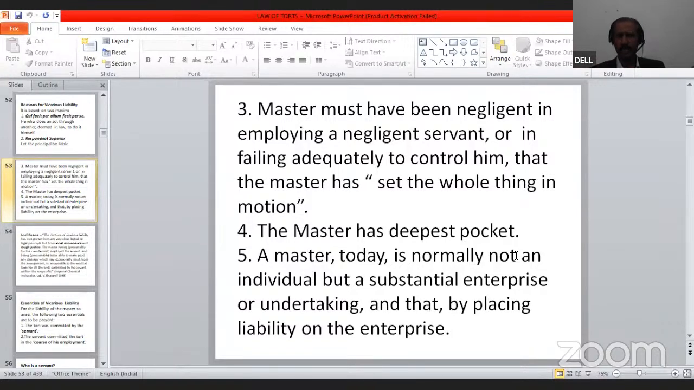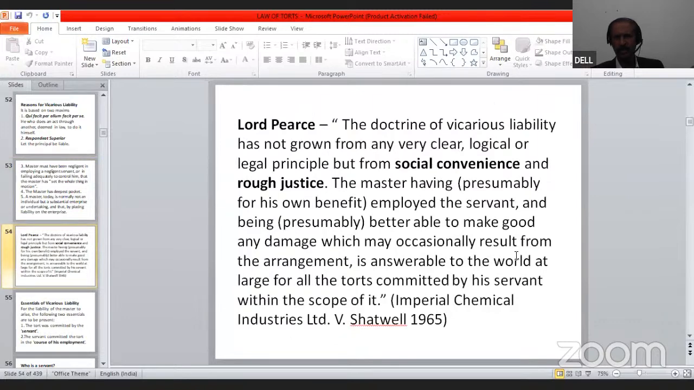Fifth one, the master today in the modern setting is normally not an individual but a substantial enterprise. Because appointing authorities are different, administrative authorities, financial authorities, control with somebody, dismissal authority, all of these are in different departments. So when it is an enterprise, what is the responsibility? But now Lord Thankerton, Lord McKenna, Lord Denning, all of them have given different concepts. Vicarious liability is a convenience, social convenience and rough justice.